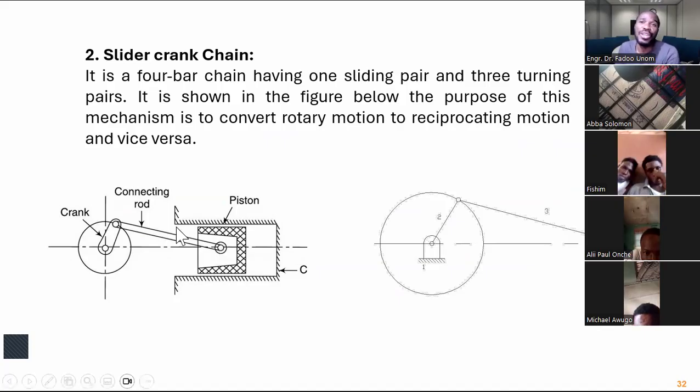So you will see that one link is fixed. Whichever aspect of this is fixed is one link. This crank here is the second link. That one rotates round and round, and then this connecting rod connects the crank to your piston. Your piston is the slider, the one that has a sliding pair. So as the crank goes round, it will push this piston forwards and backwards as that mechanism goes round and round. This is a schematic of it.